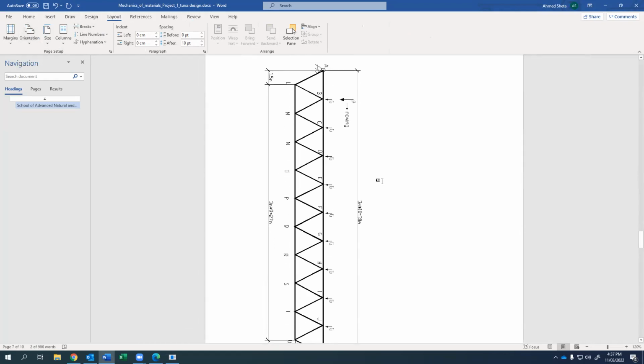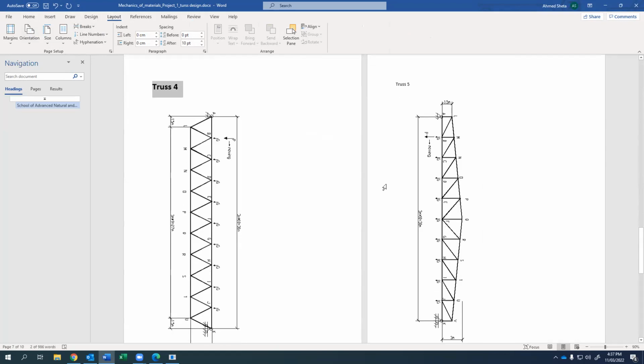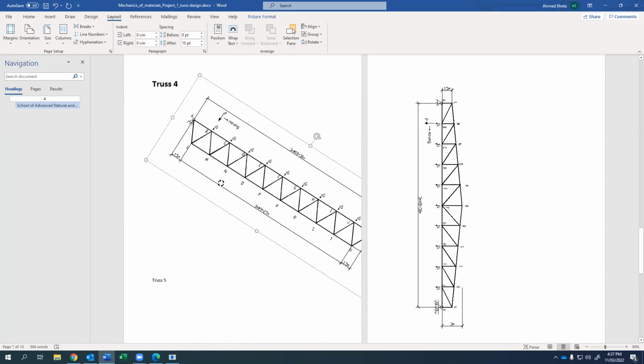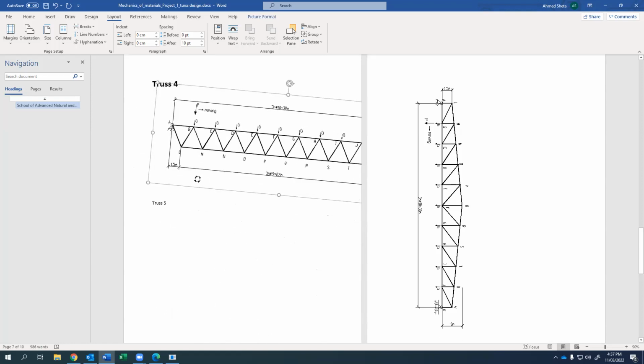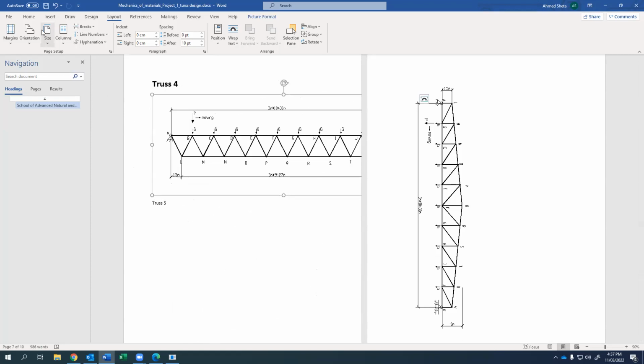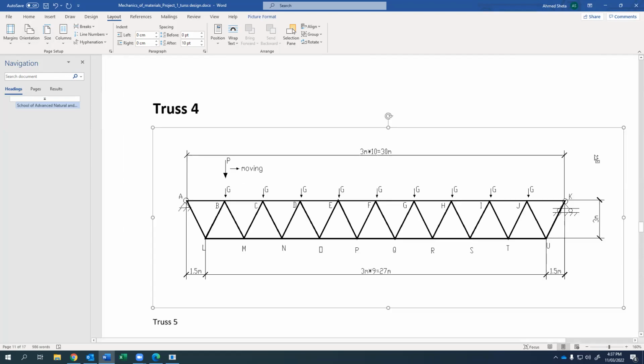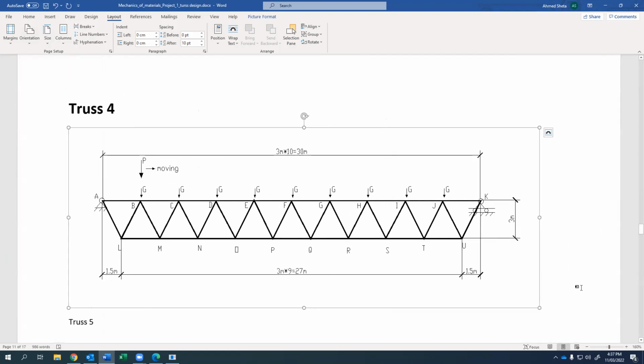Can you see the truss now? So the online class will use truss 4, which is this one. Maybe it is better to do it like this. Hopefully you see it now. So this is our truss.